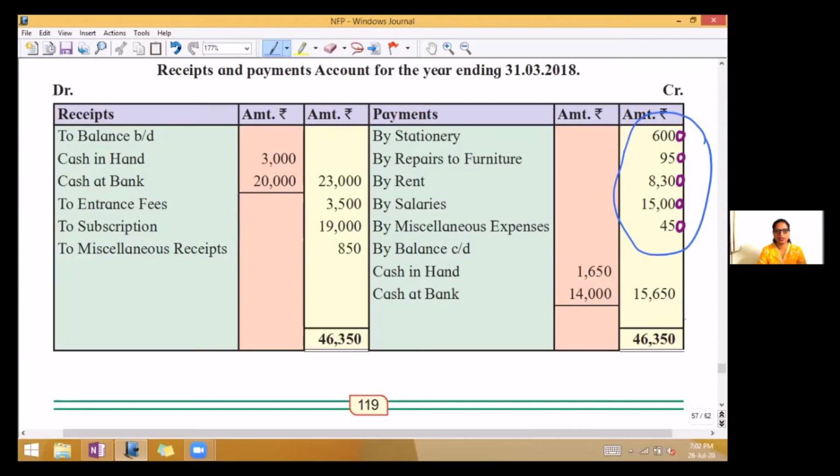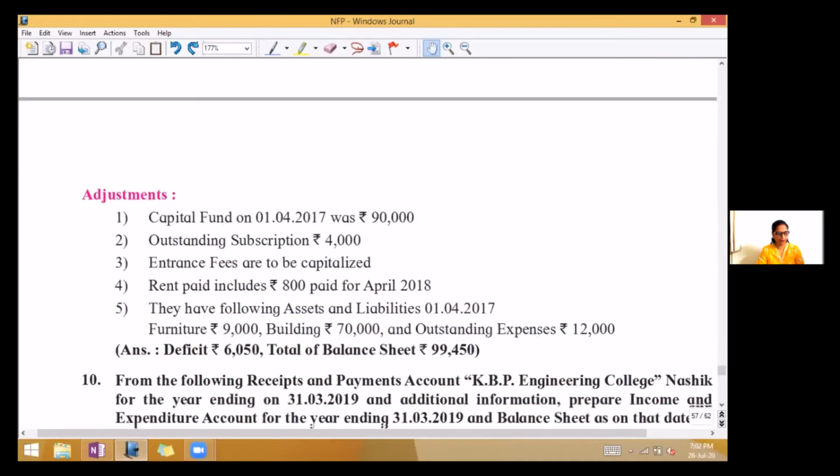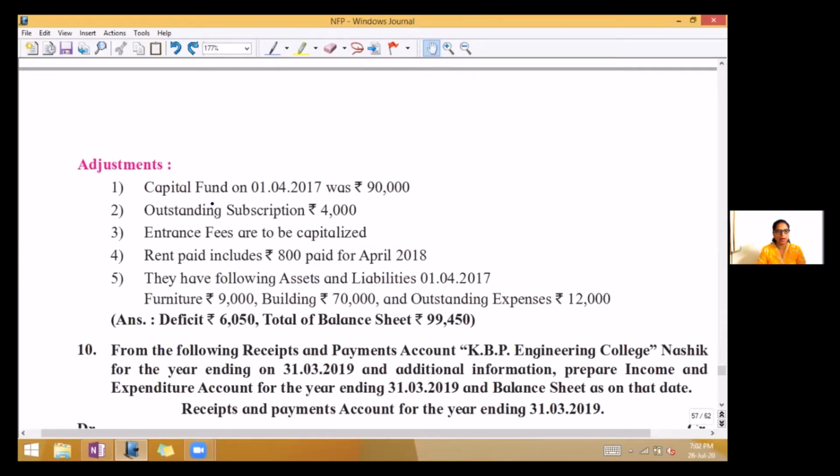It's by stationery 6,000, by repairs to furniture 950, by rent 8,300, by salaries 15,000, by miscellaneous expenses 450, and by balance carried down, cash in hand, cash at bank. That figure is correct. Okay, now we move on to the adjustments on the next page. You will tick mark the adjustments in the receipts and payments account.